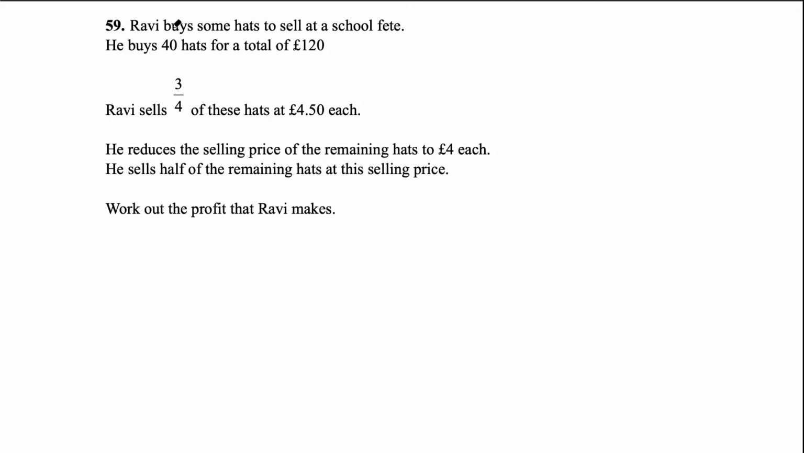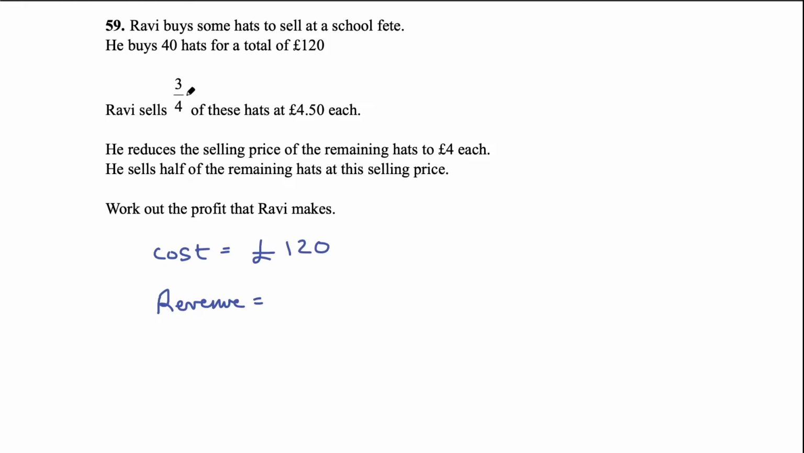Okay, so he's bought 40 hats. Let's firstly work out, actually they tell us the cost, so let's just write that down. The cost is 120 pounds. Then we want to work out the revenue. Revenue means the total that he made. So we're not thinking about cost at the moment. We're just thinking about the total that he made back from the sales.